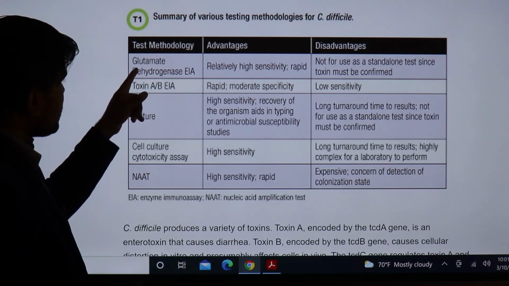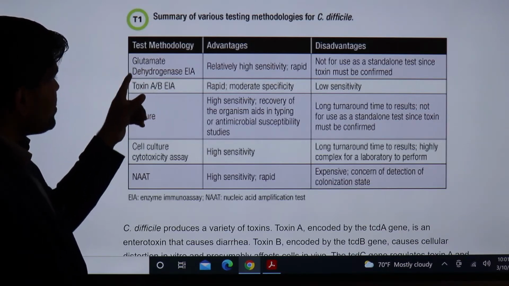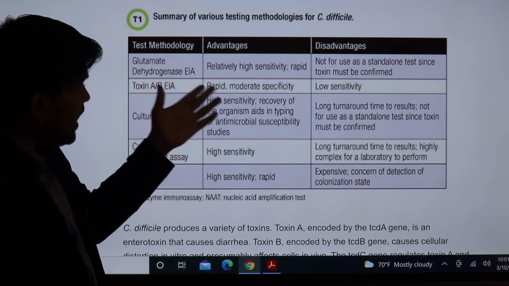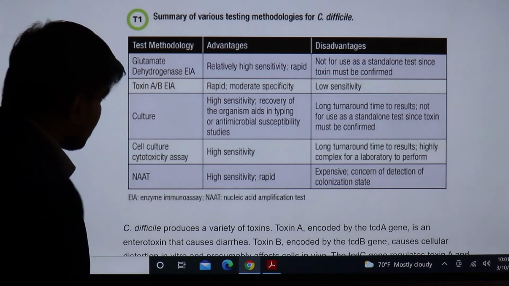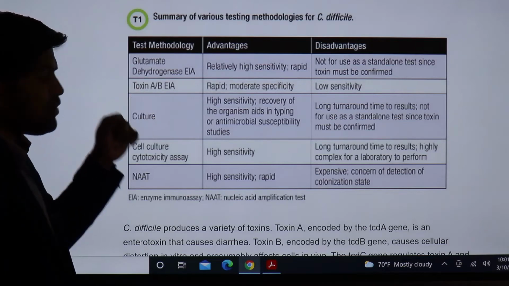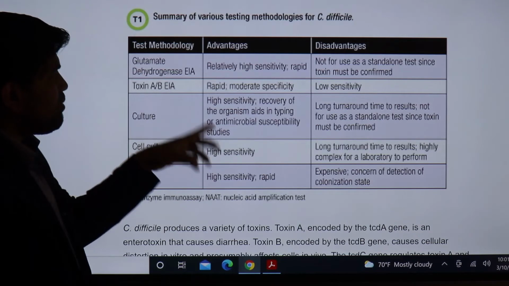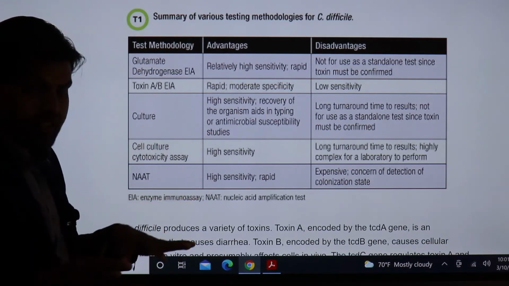So what are the things that can be done? One is glutamate dehydrogenase, that can be done by CLIA, EIA. This is relatively highly sensitive and rapid, but not for confirmatory. For confirmatory, you have to detect the toxin. That can be done again by EIA, rapid and moderately specific, but it has low sensitivity.